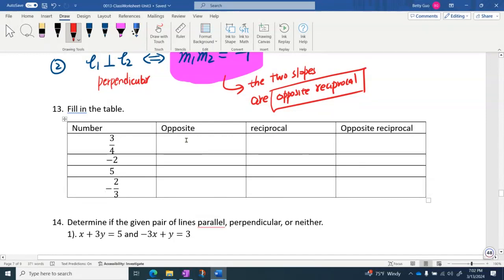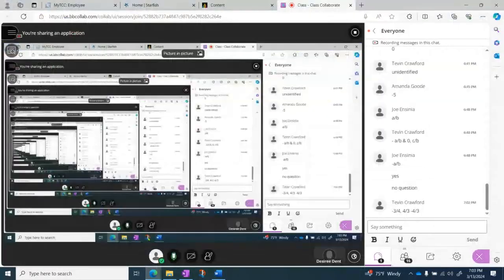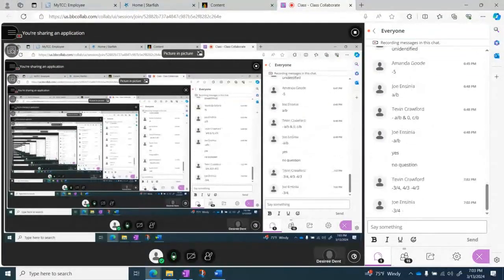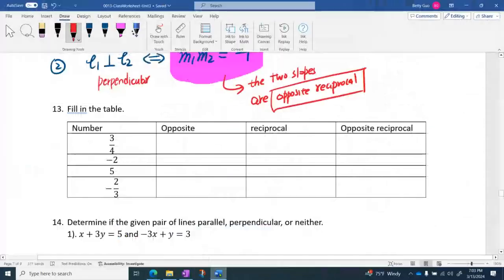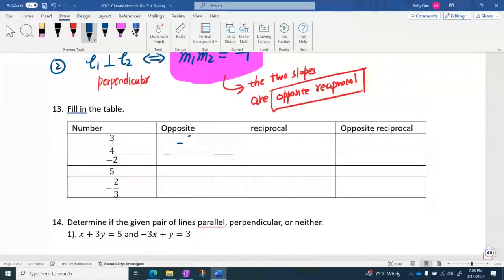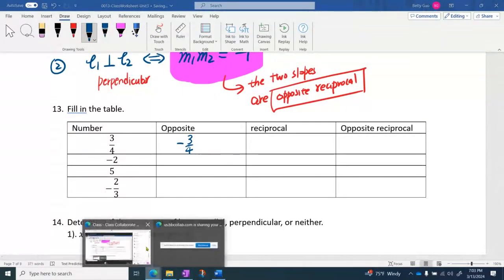Anybody help me to identify the opposite? What's the opposite of 3 over 4? Isn't it negative 3 over 4? Awesome, perfect. Negative 3 over 4. Good job, Tevin. All three answers are correct. Thank you, Jill. Your answer is correct. And what's the reciprocal of 3 over 4?